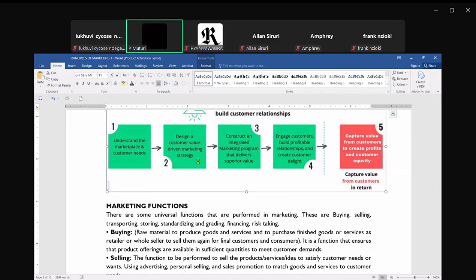Who do you want to serve? Because you cannot serve everybody. That is what it's about. Market segmentation, targeting and positioning.